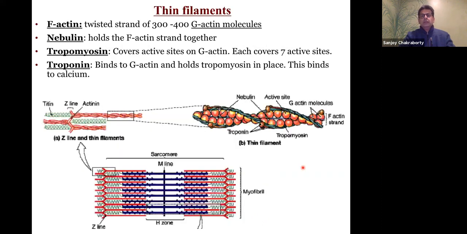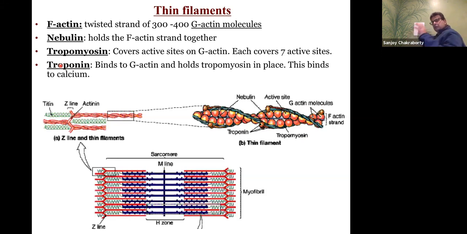Now the question is, how do they bind, because they are covered? So if they're covered, they can't bind. So the question is how they bind. Let's go back to our original discussion. So that was our active site. This is tropomyosin. My finger is troponin. So troponin molecules are holding tropomyosin in place. Now this is the most important part. Troponin molecules, which is my finger, they love calcium. They love calcium ions.